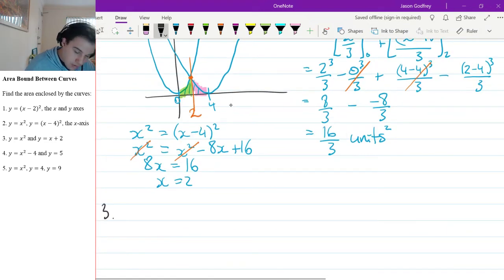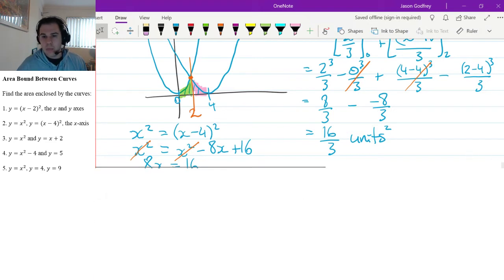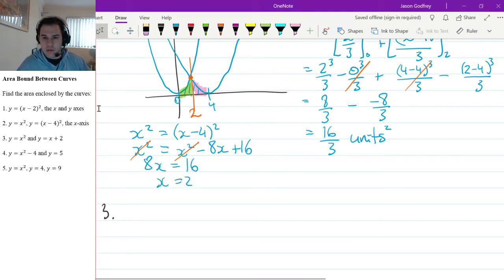Alright, 3. Notice here, we're now getting less and less information. Before we had three bits of information here: a curve, the x and the y-axis. In question 2, we had 2 curves and the x-axis. Back with all the ones we did in the last 2 videos, bound by the x and y-axis, implicitly there was one piece of information, the axis, and then there was normally a curve and 2 points. Here we've got just 2 curves, y equals x squared and y equals x plus 2.